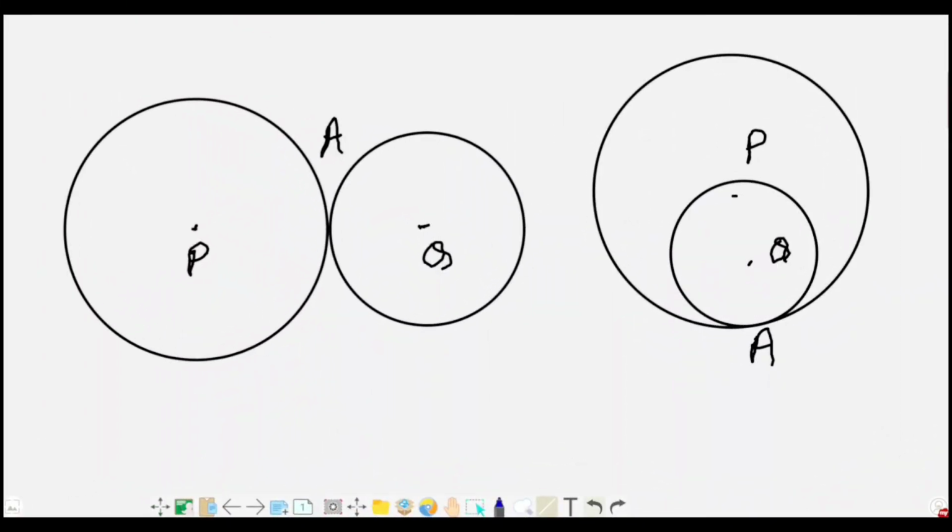Now students, two figures I have shown. In the first one, the circles with centers P and Q touch externally at point A. So they touch externally. Now in the second figure, both the circles touch internally. So they are touching each other internally.